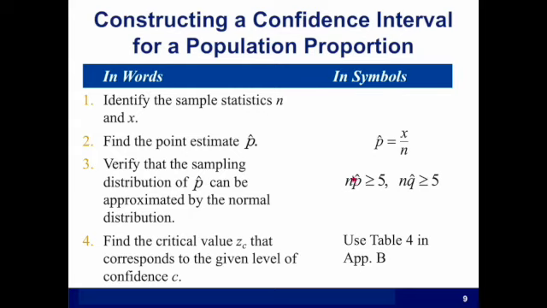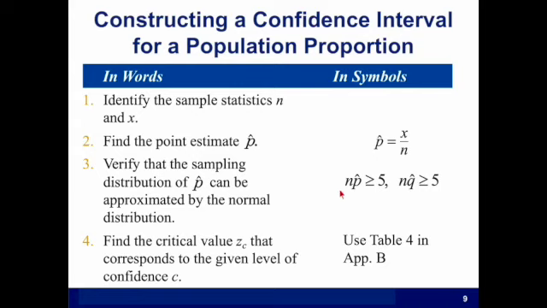N times P hat has to be greater than or equal to 5, and N times Q hat has to be greater than or equal to 5. Remember that P hat is your point estimate for the probability of success, and Q hat is the point estimate for the probability of failure. And remember that Q hat is 1 minus P hat.